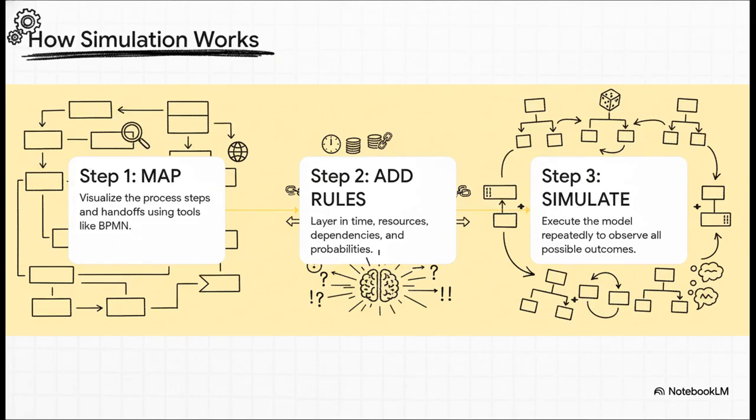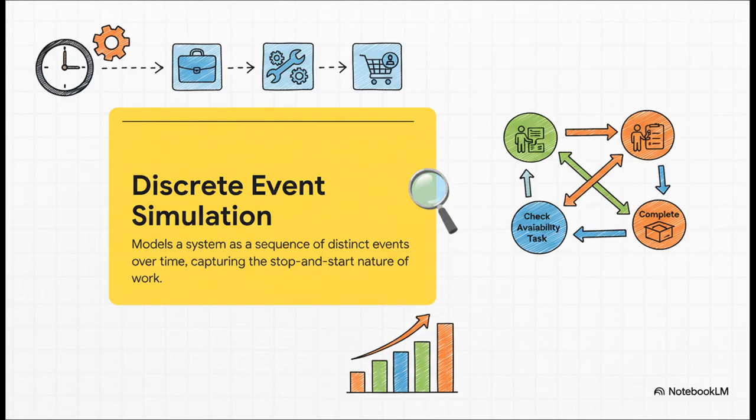Then, and this is where the magic really happens, you add the dynamic rules. And finally, you just run the simulation. You let the model play out that workflow hundreds, even thousands of times to see all the different ways things can go. So, what's the engine driving all of this?